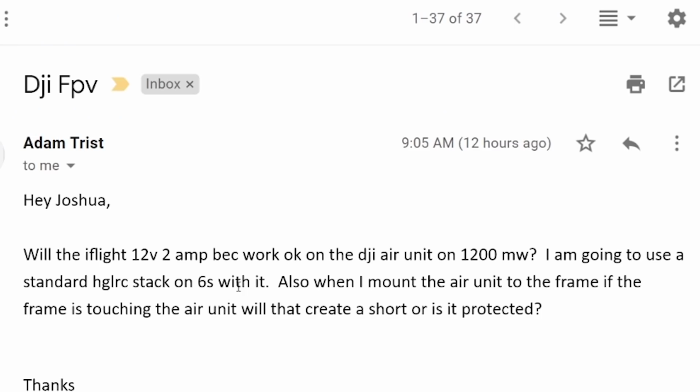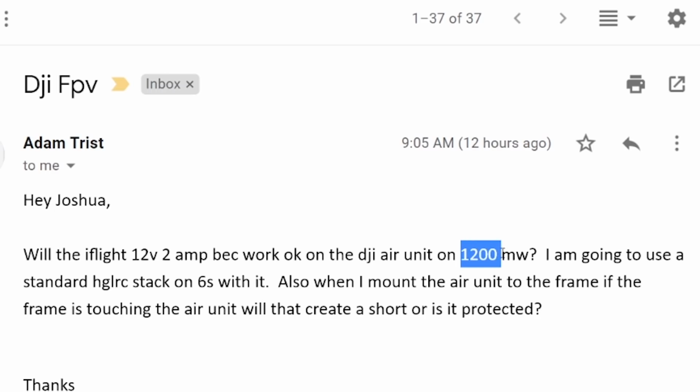Here's a question from Adam Trist, who asks, will the iFlight 12-volt 2-amp BEC work on the DJI Air unit at 1200 milliwatts? The DJI Air unit pulls 10 watts of power at its normal output power, sometimes less, but that's the max it can pull. Presumably, when you put it to 1200 milliwatts, it's going to pull a little bit more, but maybe not as much more as you might think. Because a lot of the power that it's consuming is used for other things than the RF output.